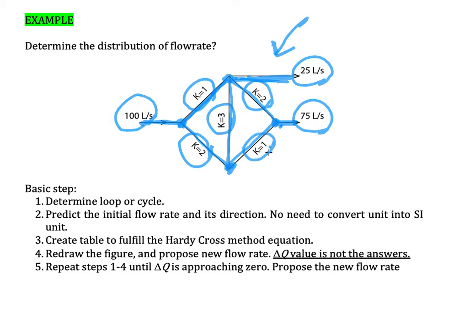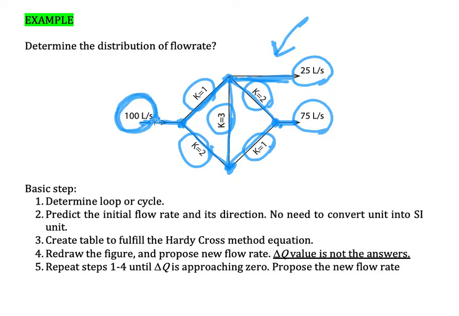This is just for practice, so we give you a small number of K. In the final exam or in a test, maybe I will give you a big number of K, or you need to calculate the value of resistance, the value of losses, by using the equation of f L over D, V squared over 2g. Here it is okay for you not to change the unit.